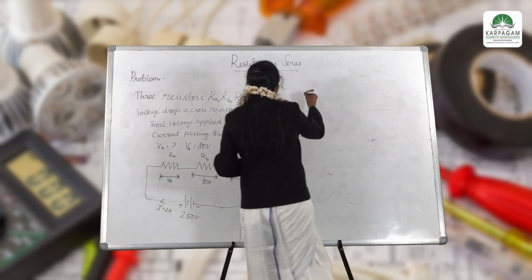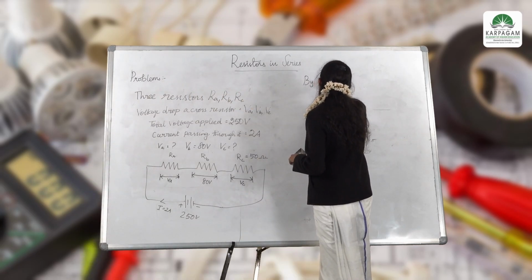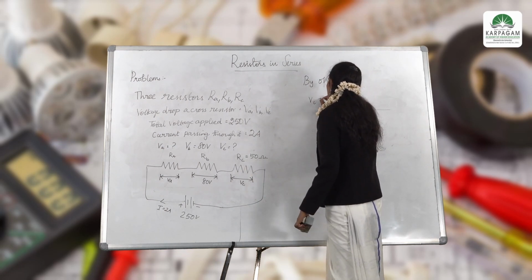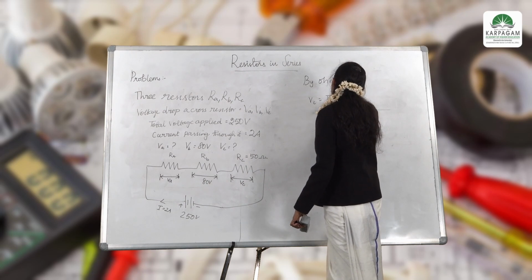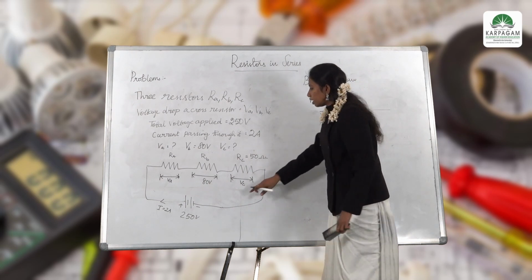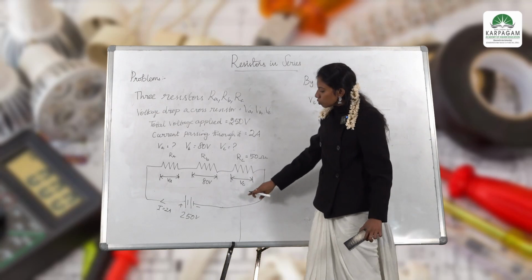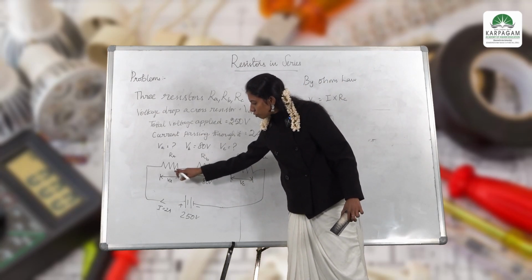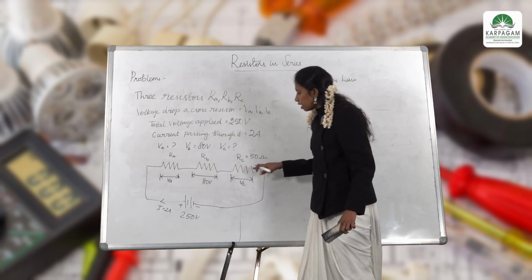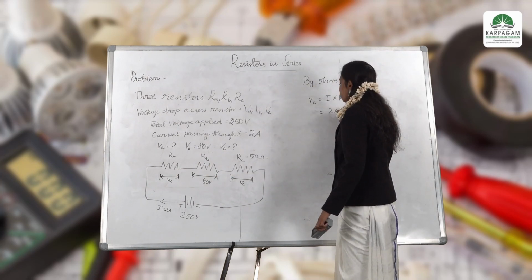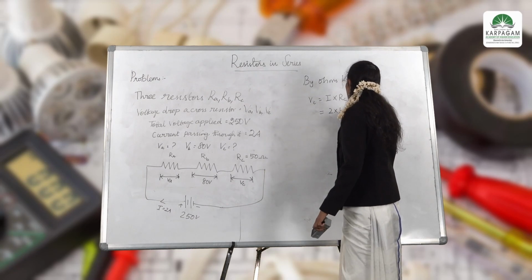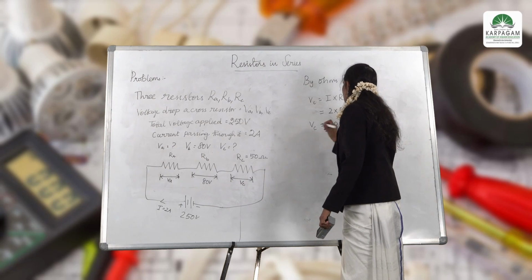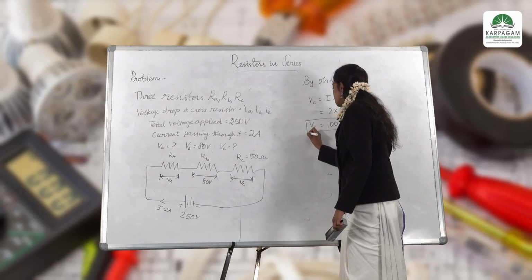You all remember that by Ohm's law, my VC will be equal to I into RC. We know that the current passing through a series circuit will always be the same. I is equal to 2 amps will flow through your resistances RA, RB and RC. So 2 into your RC ohmic resistance value of 50, my VC will be equal to 100 volts. So I have calculated the value of VC.